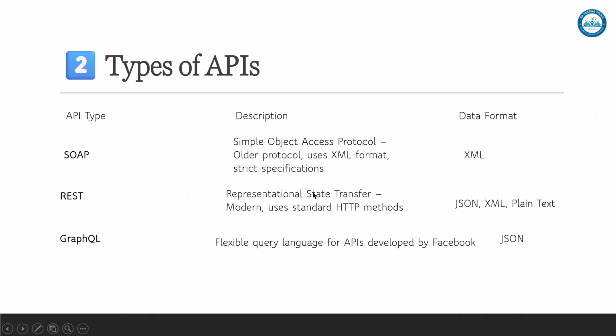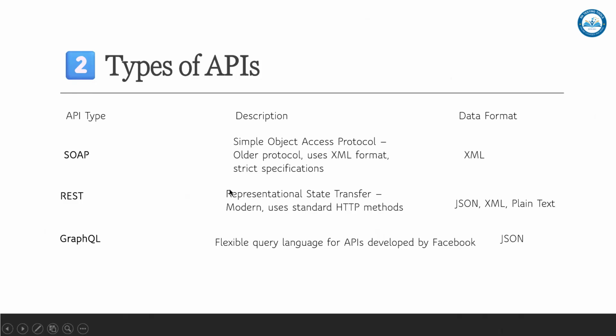That is SOAP. And REST is Representational State Transfer, which is modern and uses standard HTTP methods. We have different types of data formats. It supports JSON, XML, and plain text. It supports more than one type of format, that means three types of data formats. And finally, GraphQL is a flexible query language for APIs, developed by Facebook, and it supports only JSON format.